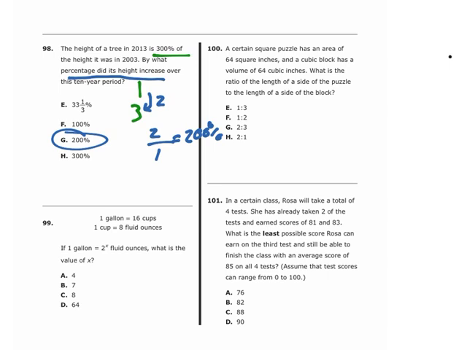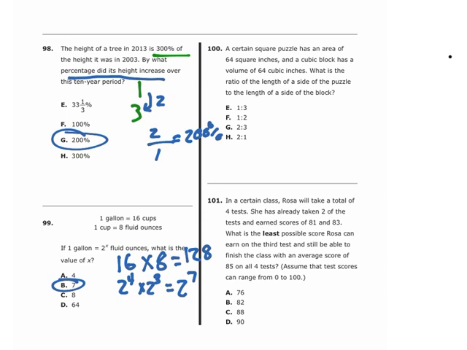99 says a gallon is 16 cups, and each cup is 8 ounces. Now, if you want to be really savvy here, 16 is 2 to the 4th. 8 is 2 to the 3rd. That's 2 to the 7th. If you want to be not savvy, you just multiply it out, and you get 128. And you count off. Well, 2 to the 6th is 64. 2 to the 7th is 128.